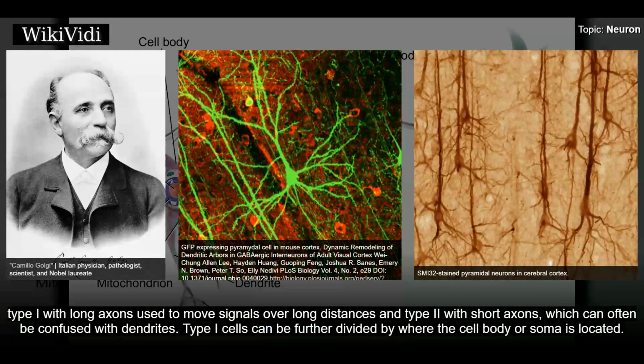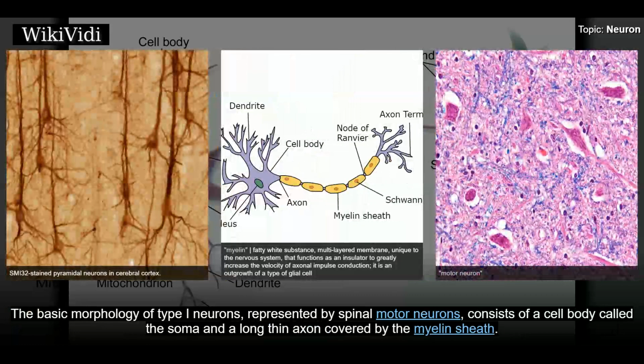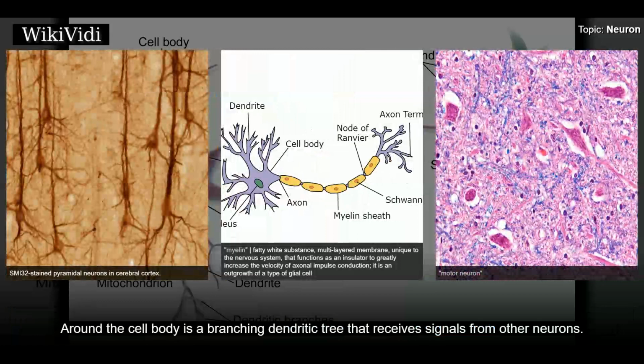Type I cells can be further divided by where the cell body or soma is located. The basic morphology of type I neurons, represented by spinal motor neurons, consists of a cell body called the soma and a long thin axon covered by the myelin sheath. Around the cell body is a branching dendritic tree that receives signals from other neurons.